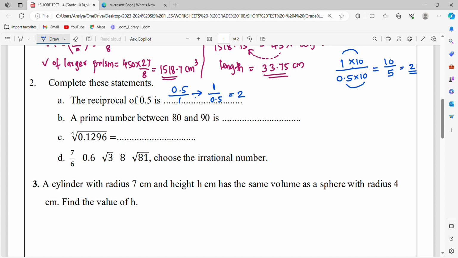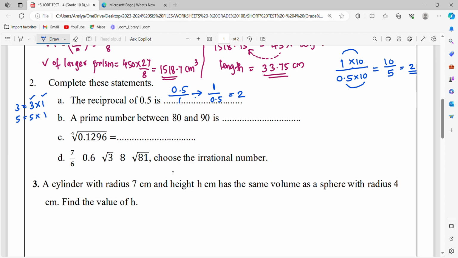Question B. A prime number between 80 and 90. A prime number means that the number does not have any factor other than the number itself and 1. For example, take the case of 3. 3 has only two factors, one is 3 and one is 1. Think about 5.